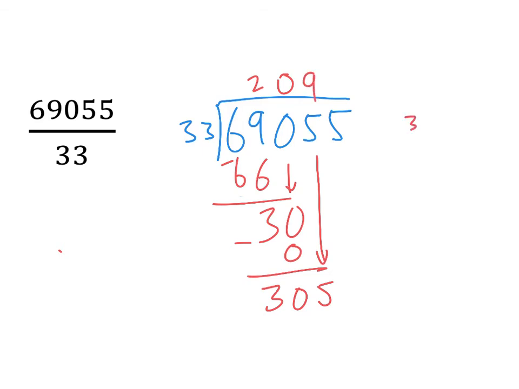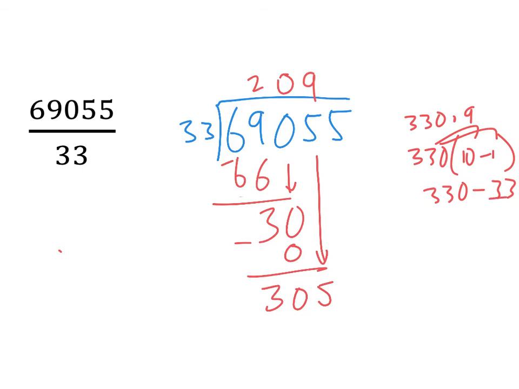And by the way, 330 times 9, when you think of that as 330 times 10 minus 1. 330 times 10 is 3,300. 330 times 1 is 330. So 330 minus 33, let's take 30 away from 330 and you have 300. Take 3 away from 300 and you have 297. Okay. So 9 times 33 is 297.